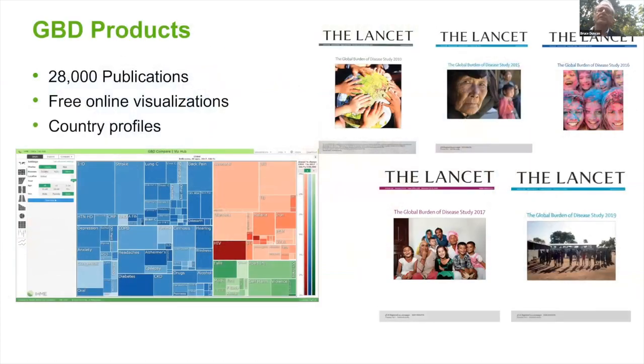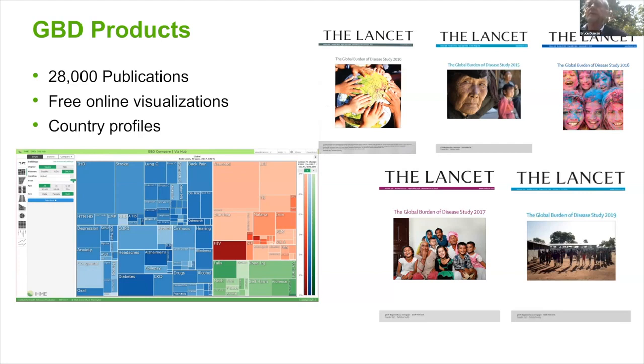Okay, let's move on to products. What has GBD produced? Well, GBD has produced a tremendous amount of stuff. 28,000 publications and counting, country visualizations, which I'm going to talk about a bit more, and also profiles, which you can find on the internet for your country if you're interested. The main publications are called capstones. They come out around every 2 years, although the pandemic has thrown things a bit off.